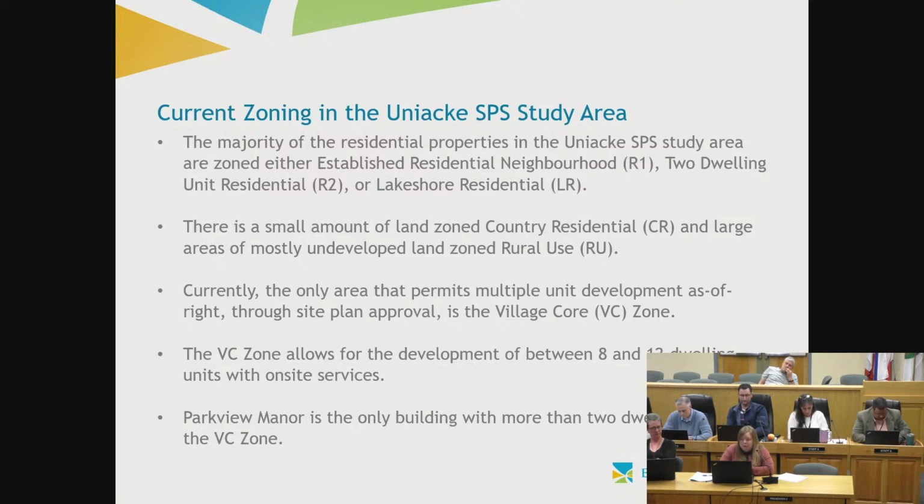The majority of residential properties in the Uniacke secondary planning strategy study area are zoned either established residential neighbourhood R1, two dwelling unit R2, or lakeshore residential LR. There's a small amount of land zoned country residential CR, and large areas of mostly undeveloped land zoned rural use. Currently, the only area that permits multiple unit development as of right through site plan approval is the Village Core VC zone, which allows the development of between 8 and 12 dwelling units with on-site services. Parkview Manor is the only building with more than 2 dwelling units in the Village Core zone.